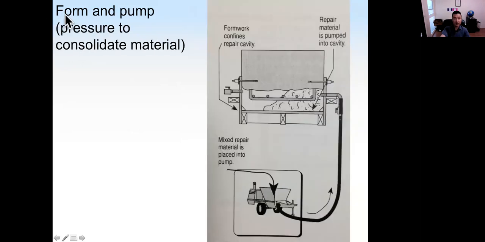This method is called form and pump. This is a relatively new method, which uses pressure to consolidate the materials. So we also need to set up a formwork. The formwork will confine the repair cavities, and then we pump the repair materials into the cavities. The high pressure from the pump will help consolidate the materials. But of course, the formwork needs to be fully sealed, so we can apply the pressure without leaking.